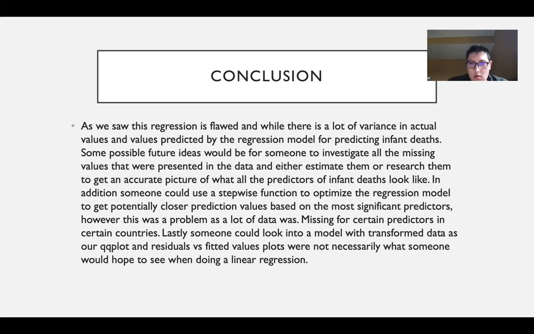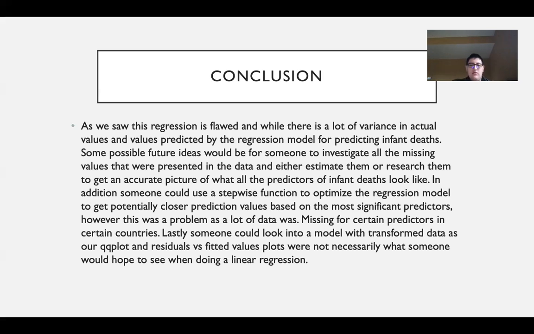In addition, somebody could use a stepwise function in R to optimize the regression model, to pick the best predictors of infant deaths and regress infant deaths solely on the chosen predictors based on the AIC level. This wasn't something that I was able to do, once again due to the missing values and some problems with the data.